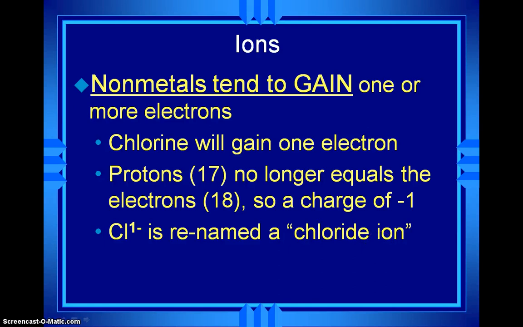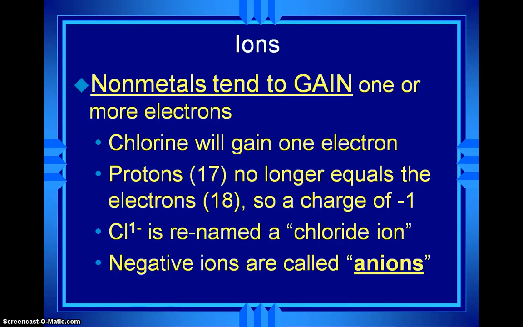Now, a positively charged ion, a metal that gives up an electron, we call it a cation once it's given up that electron and has a positive charge. The negative ions, the nonmetals that gain electrons and therefore have a negative charge, we call them anions.